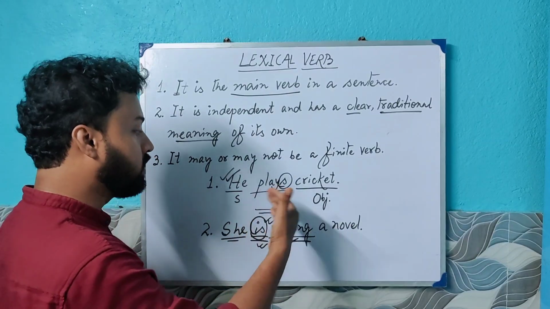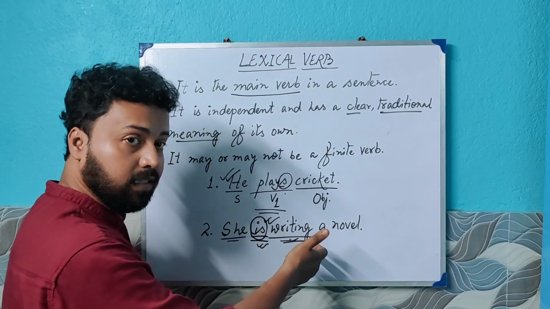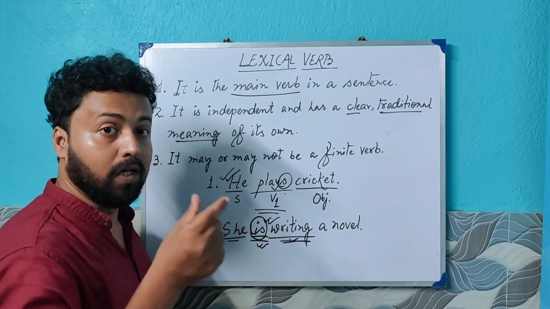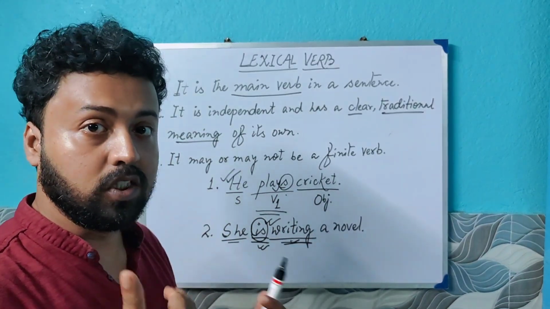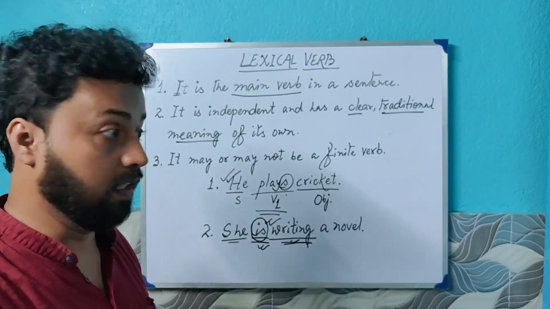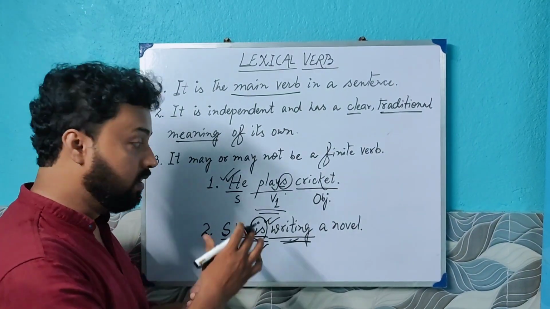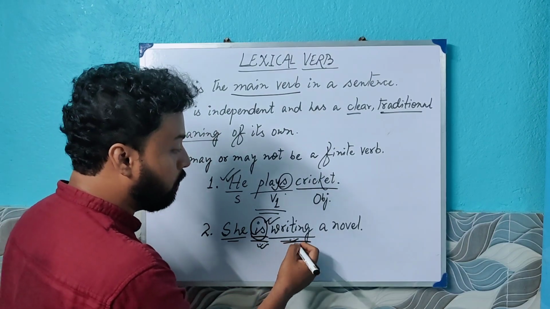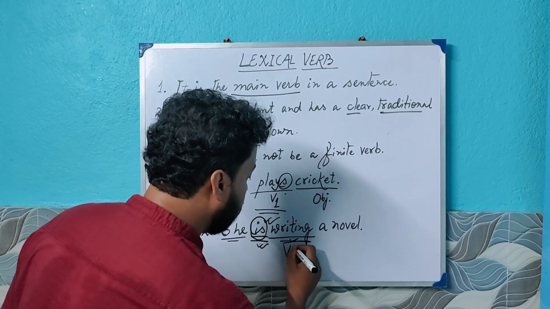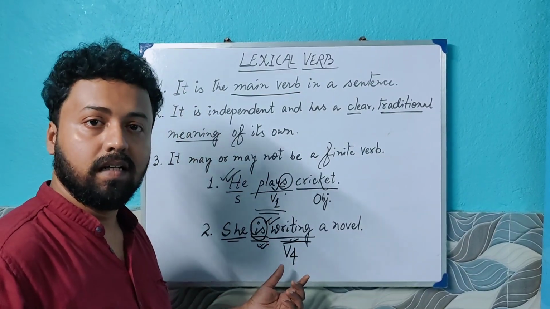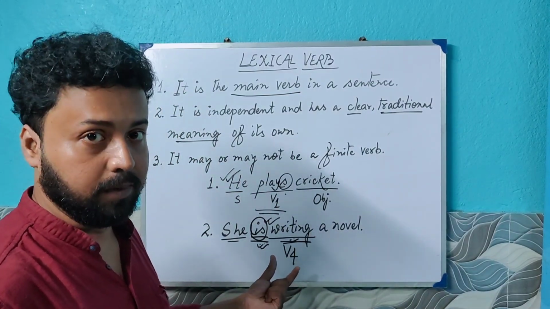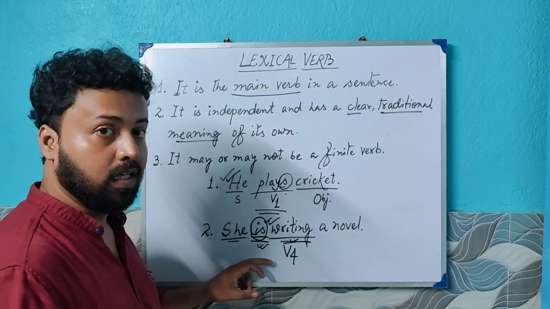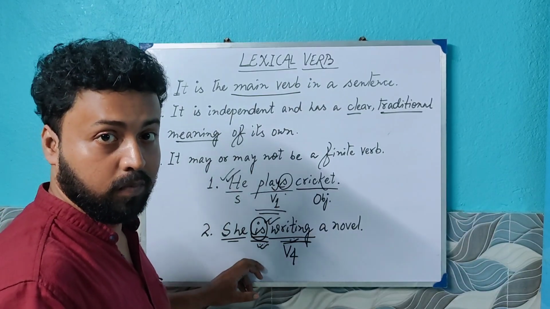If you change it into past continuous, it will be she was writing. If you change it into future continuous, it will be she will be writing. The verb writing is constant. It is not changing with the tense, number and person. The auxiliary verb is changing. So in this sentence, this auxiliary verb is the finite verb. But the verb writing is the participle form. It is the V4, present participle, and a participle is a non-finite verb. So in this case, this verb is lexical but not a finite verb. I hope that was clear.